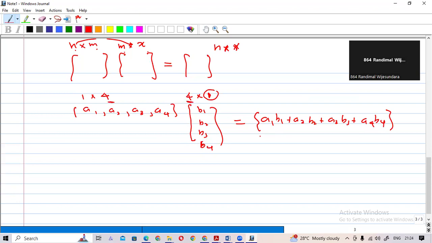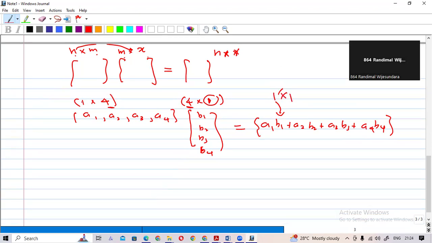So what is the dimension of this matrix? We call it the matrix dimension: the number of rows and columns. Yes, very good, that is 1 by 1. You will have only one column and one row. That means it is a single value.